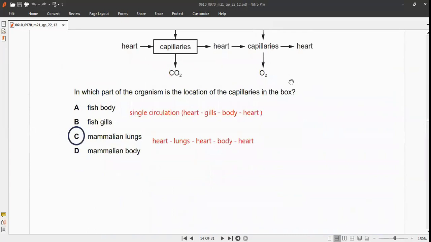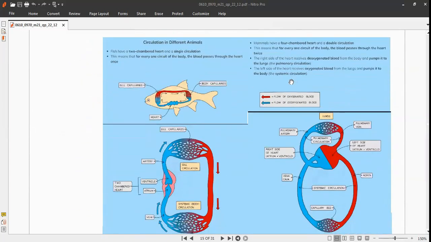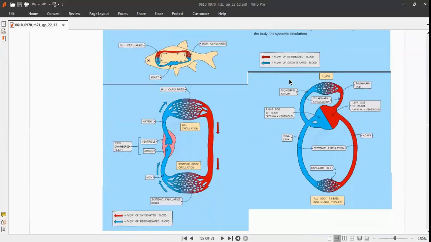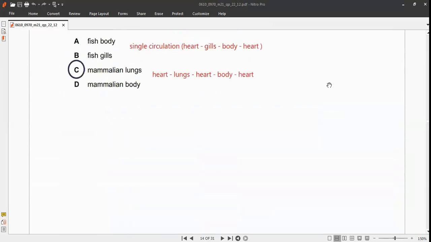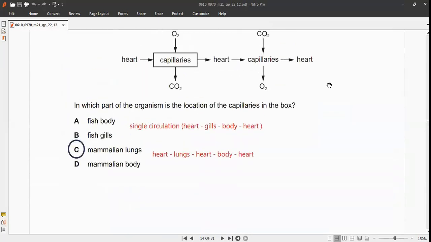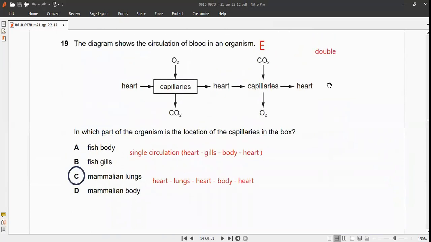Mammalian lungs or mammalian body? Let's see here. Yes, here lungs. So the correct answer, mammalian lungs, from heart to lungs, heart again, and body and heart. Yes. So the correct answer, C, mammalian lungs.